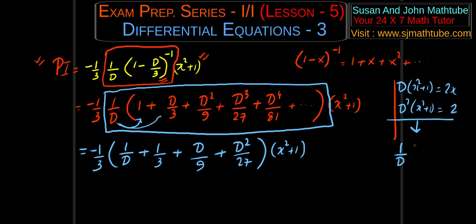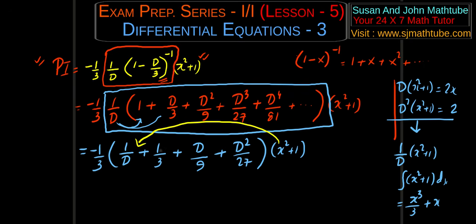Anyway, let's do 1 by D of x square plus 1. 1 by D stands for integration, and the integral of x square plus 1 is x cube by 3 plus x. Now it's very easy. Just distribute these things. So we get minus 1 by 3 into, okay, 1 by D means integration. We have the answer x cube by 3 plus x, plus next is 1 by 3 into that.